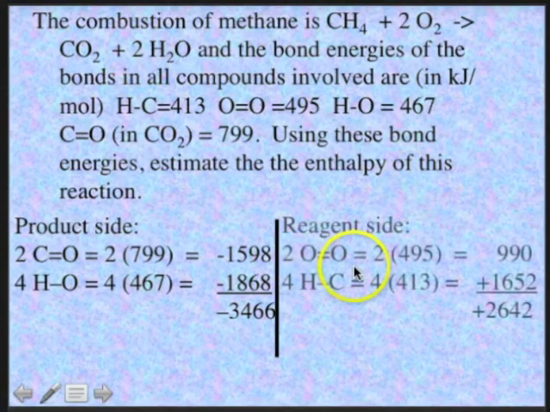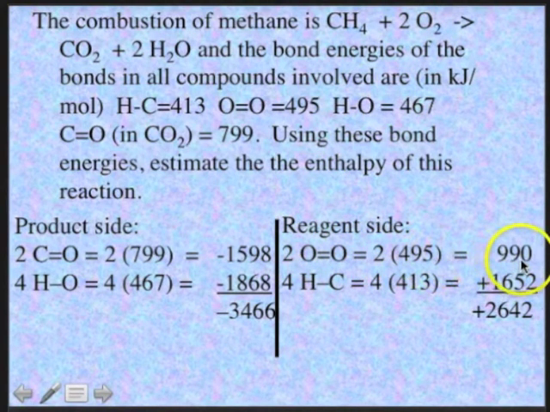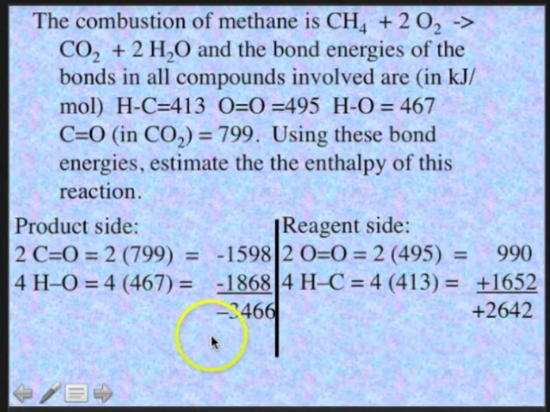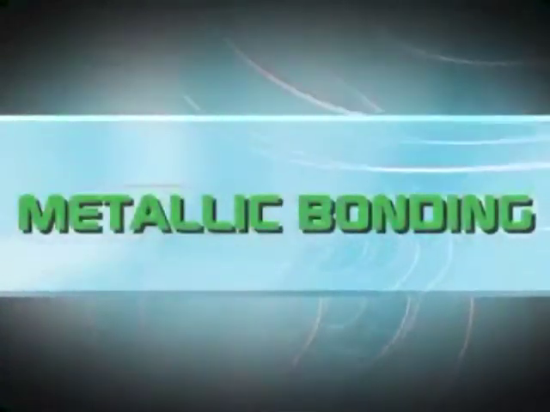On the reagent side, we've got the methane. That's 4 hydrogen to carbon bonds, 4 times 413. That's a plus 1652. And we have 2 moles of oxygen. Oxygen's double bonded, so that's 2 times 495, which is plus 990. Total plus 2642 kilojoules. So you add these two together. Did you get minus 824 kilojoules? If you did, you're right on. Very good. So finally in this chapter we're going to talk about metallic bonds.